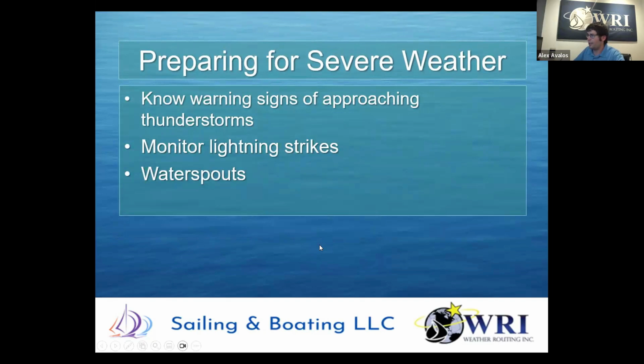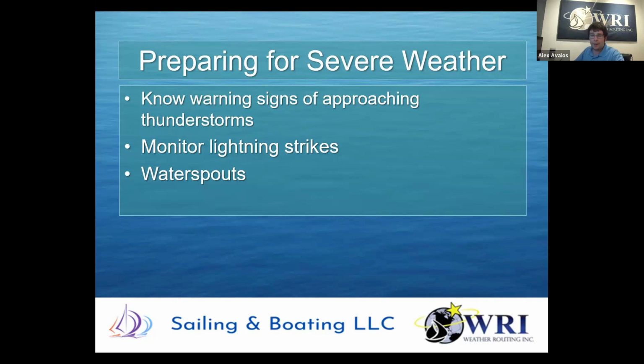So know the warning signs of approaching thunderstorms. If it appears that the cumulonimbus clouds are getting closer, or if you can see dark skies on the horizon and they only appear to be getting darker with time, it's a pretty sure sign that thunderstorms are approaching your location.